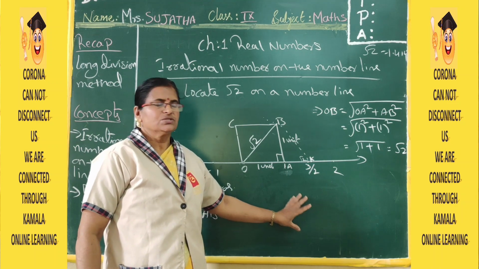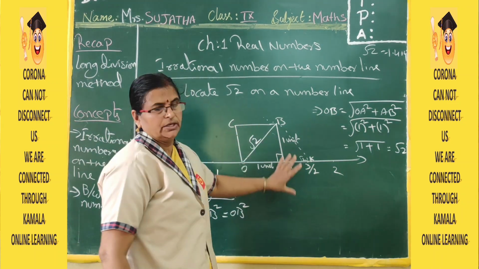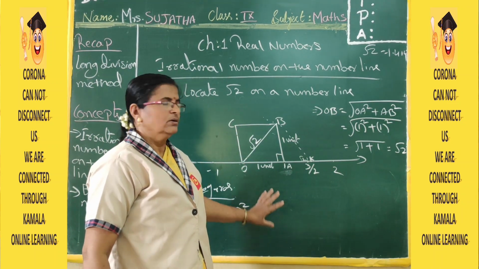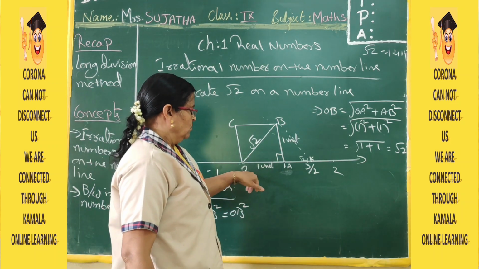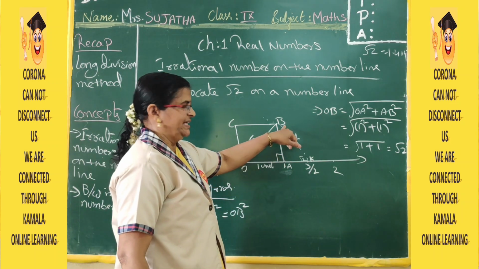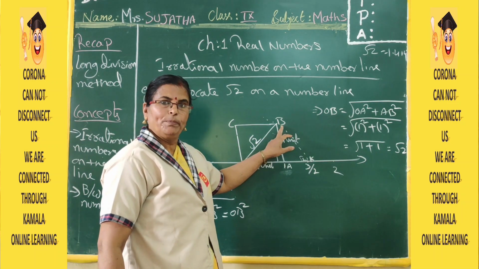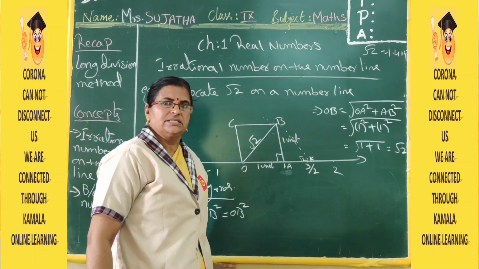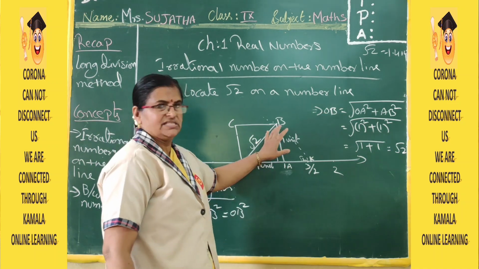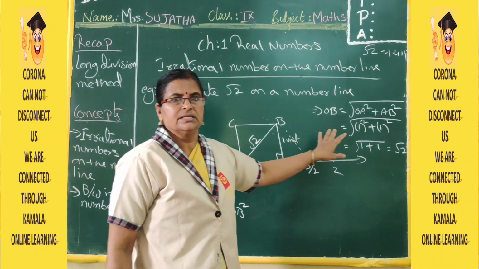Understood? First, you make a square box of 1 unit. The OA distance is 1 unit, the AB distance is 1 unit. Now you draw the diagonal OB. Now by using the Pythagoras theorem, we should find the OB distance. So what is the Pythagoras theorem?